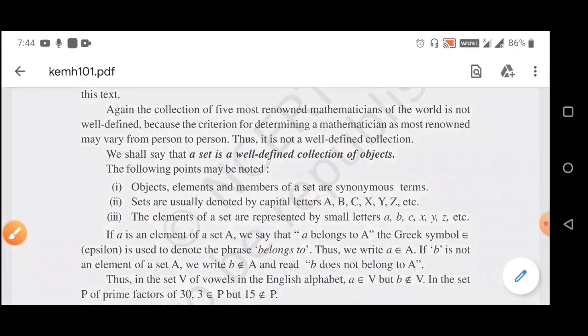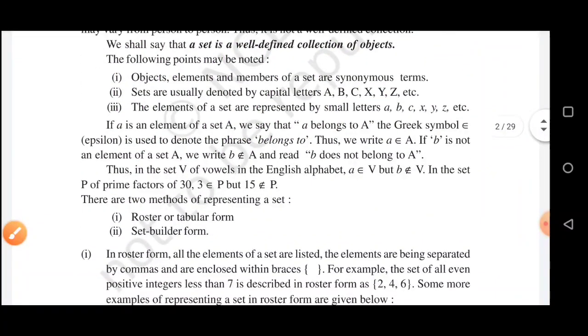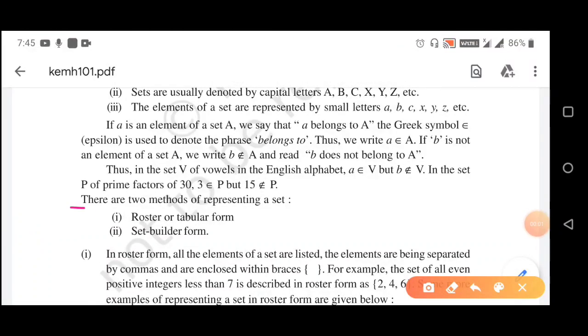Now there are two ways to represent a set. There are two methods of representing a set. The first one is roster or tabular form and the second one is set builder form. So we can represent our well defined collection of objects in roster form and set builder form. So first of all, let us see the roster form.